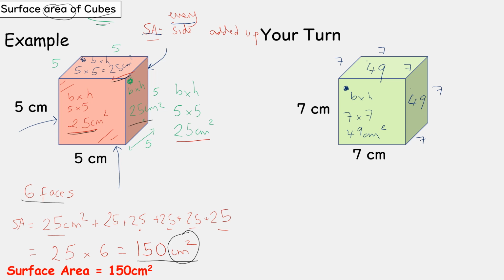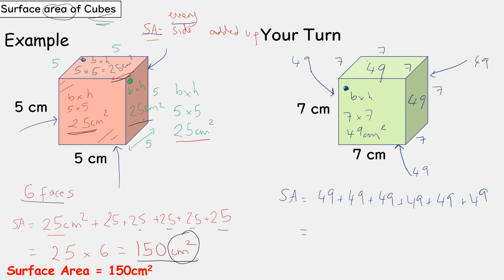And let's not forget the faces we can't see. There's one on the bottom, which will also be 49. There's one at the back, which will also be 49, and then there's one on this left hand side here, which will also be 49. So our surface area should be 49 added together, every single side. There's 6 sides, and they're all going to be 49 centimetres squared. So if I add all of those up together, that should give my surface area.